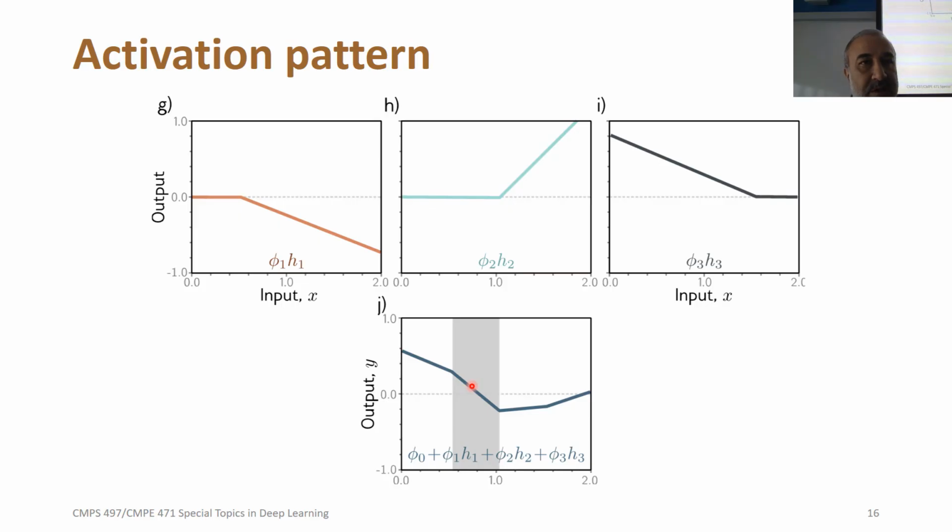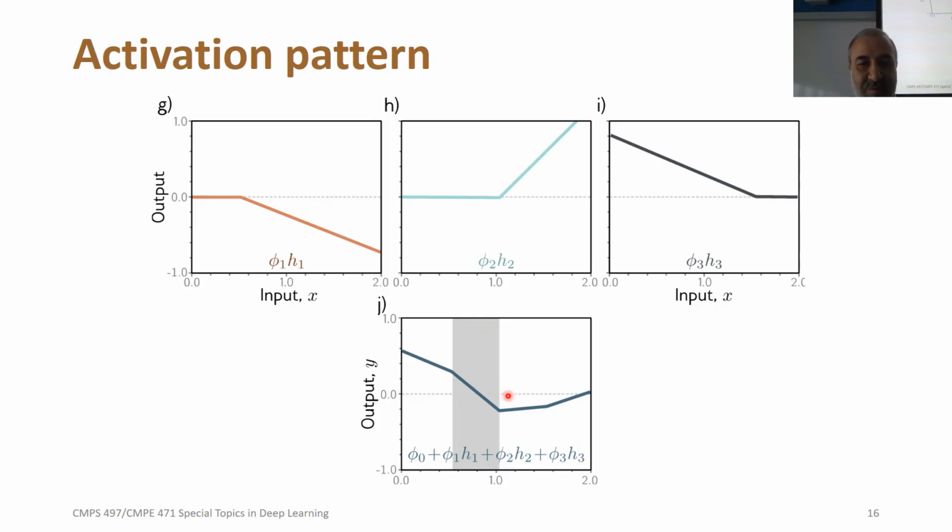How about H1? H1 is active because it's non-zero in that region. How about H2? Inactive. How about H3? Active. Why is H2 inactive? Because it's zero at that region. So this is what we call the activation pattern for this region. And you'll find that for every region, some of the hidden units might be active and some might be inactive.